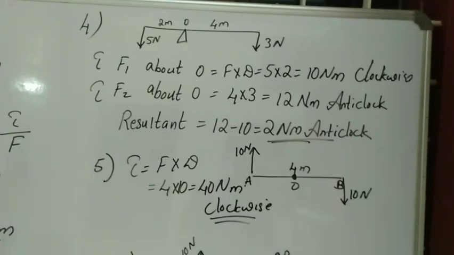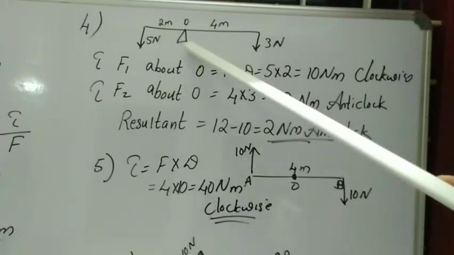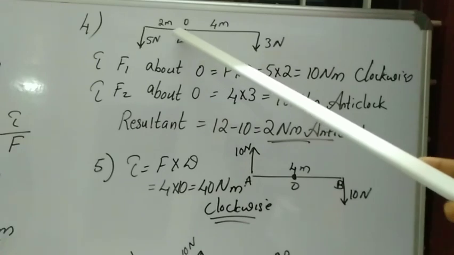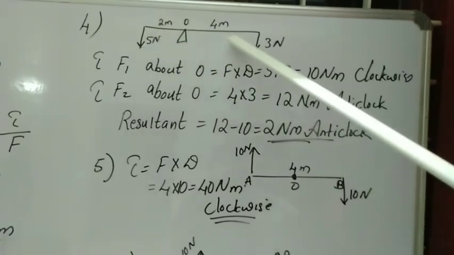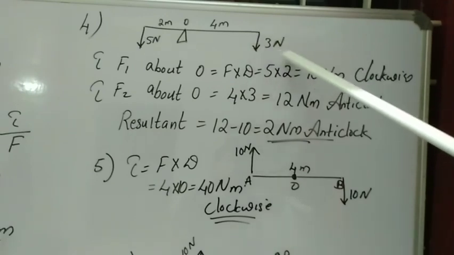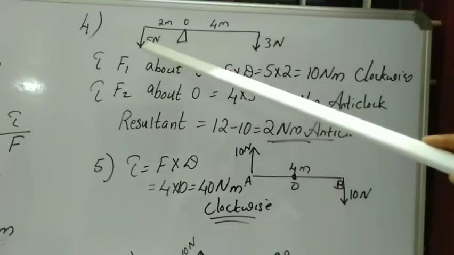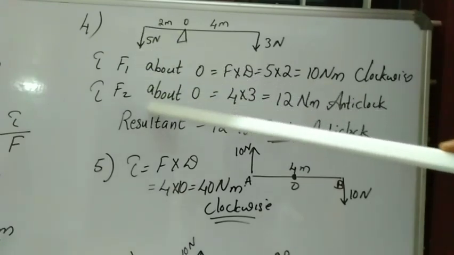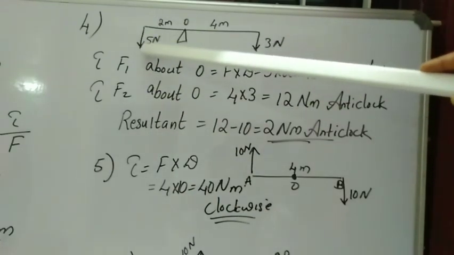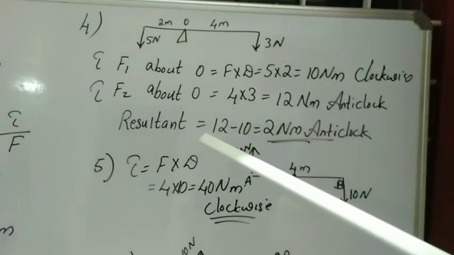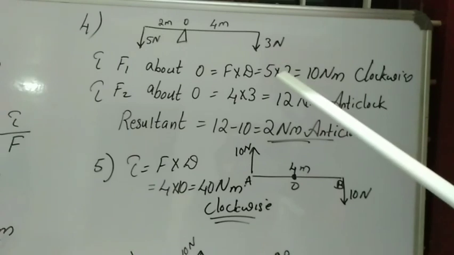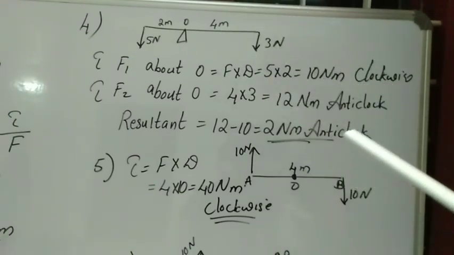Next question number 4. Here you can see the figure. It is the pivoted point, that is the joining point. And this length is given 2 meter. Here the force is 5 Newton. This side length is 4 meter. Force is 3 Newton. And here you can see the force is acting downward. That means this side it is going downward like this, that is it is having anti-clockwise movement. And this side it is having clockwise movement. That concept you should keep in mind when you see this diagram.